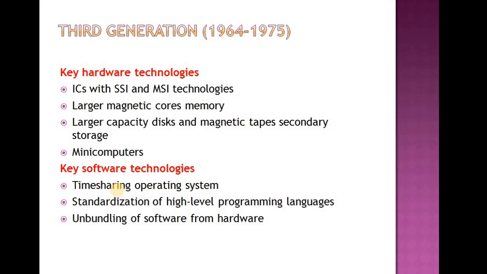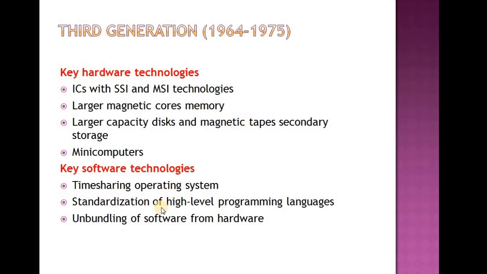Also, in the third generation we used the multitasking operating system, where a computer can do multiple tasks, like you can listen to music and type something in your document and so on. So multitasking was also implemented in the third generation.